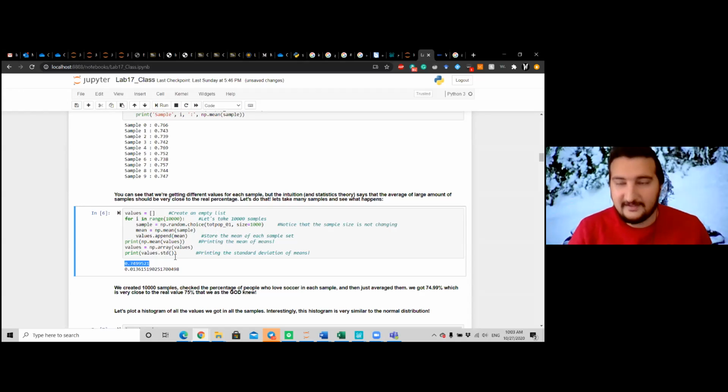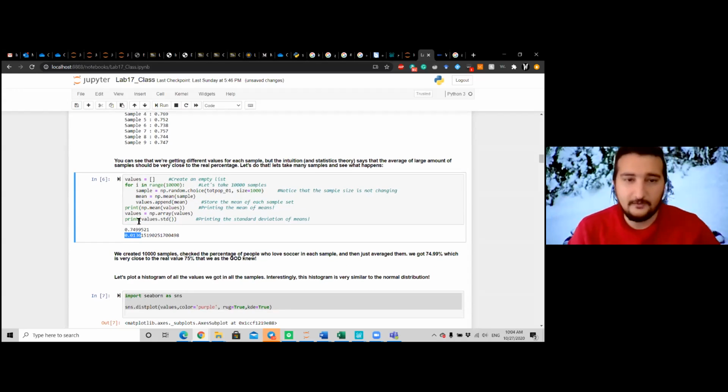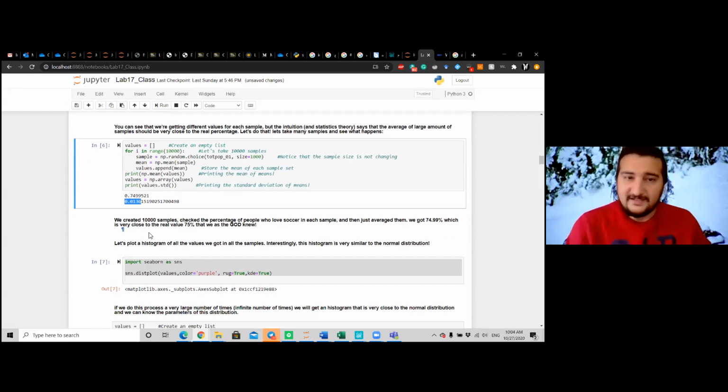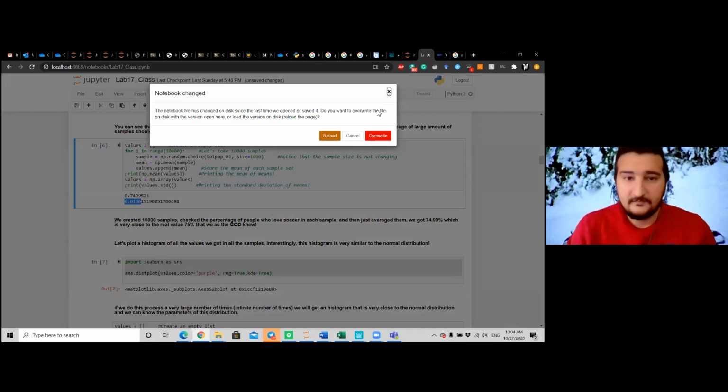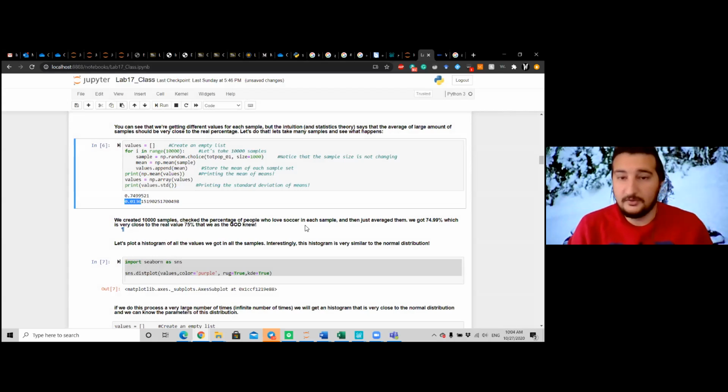So I actually went ahead and calculated the standard deviation of my population as well, which turned out to be about this. When do we use that? You will see later. So we created 10,000 samples. We checked the percentage of people who love soccer in each sample, and then just averaged them. And we managed to get very close to that 75% value that we already knew because we were in God mode.